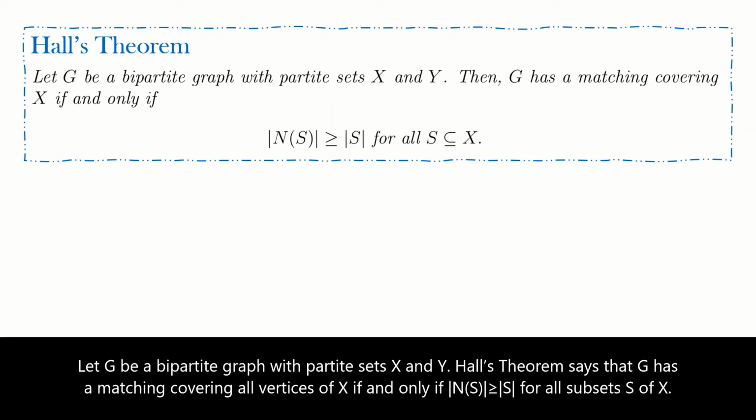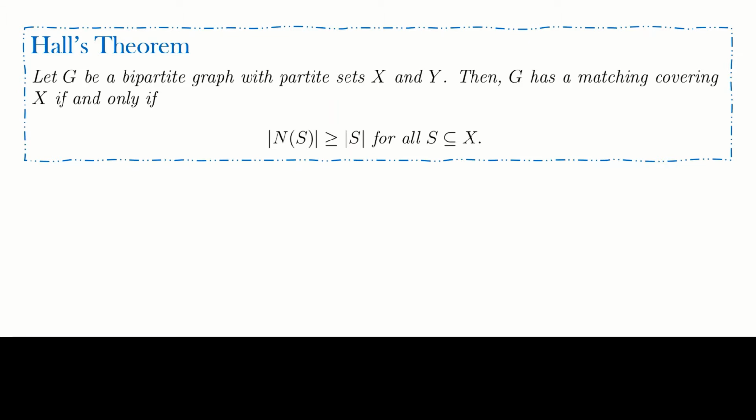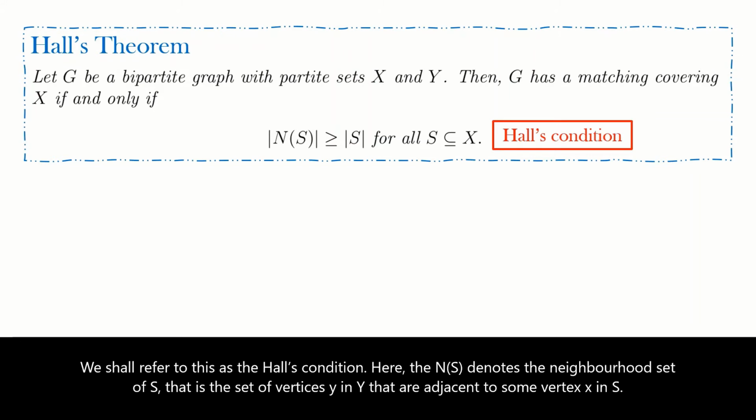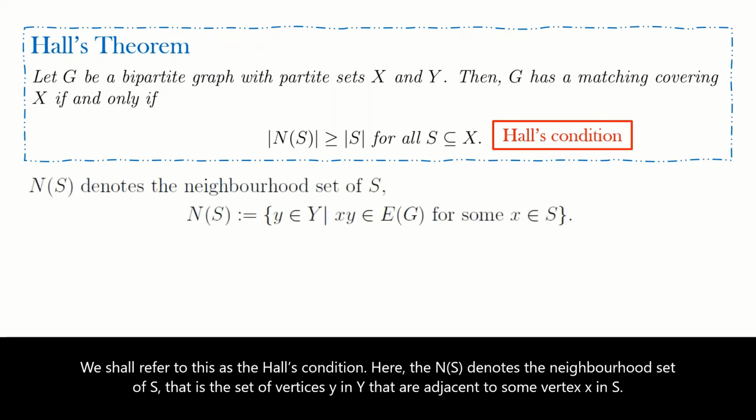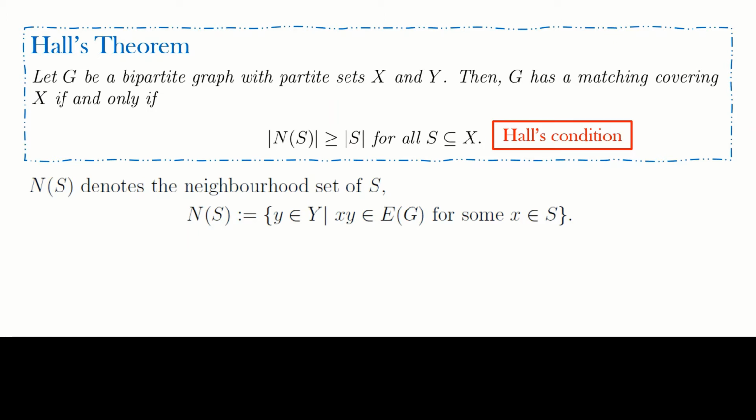Hall's theorem says that G has a matching covering all vertices of X if and only if the size of the neighborhood of S is at least the size of S for all subsets S of X. We shall refer to this as Hall's condition. Here, N(S) denotes the neighborhood set of S, that is, the set of vertices y in Y that are adjacent to some vertex x in S.